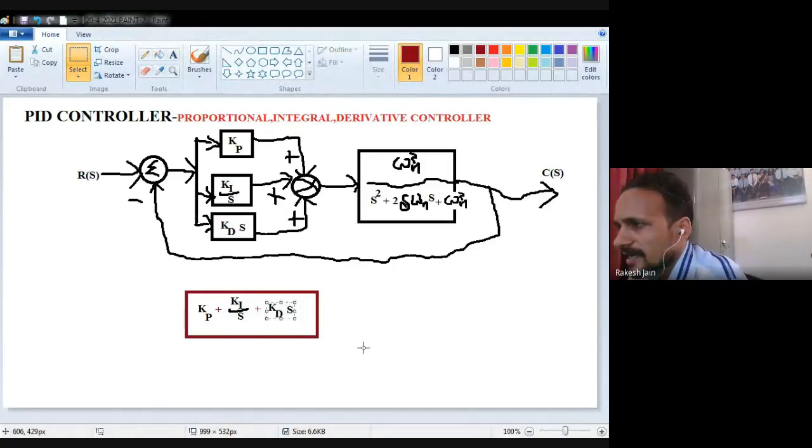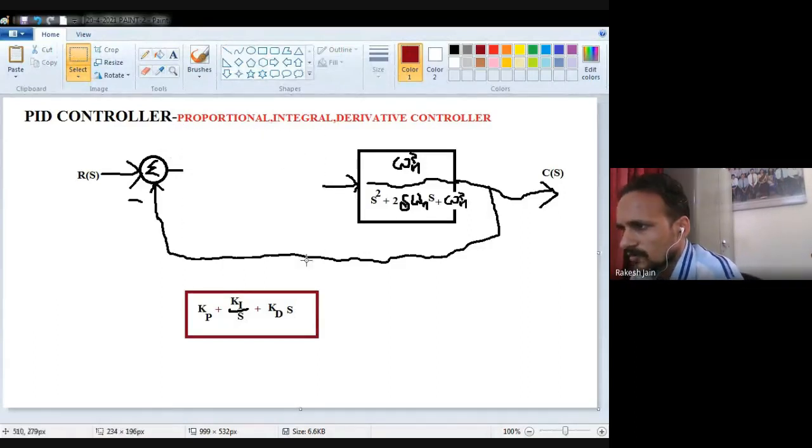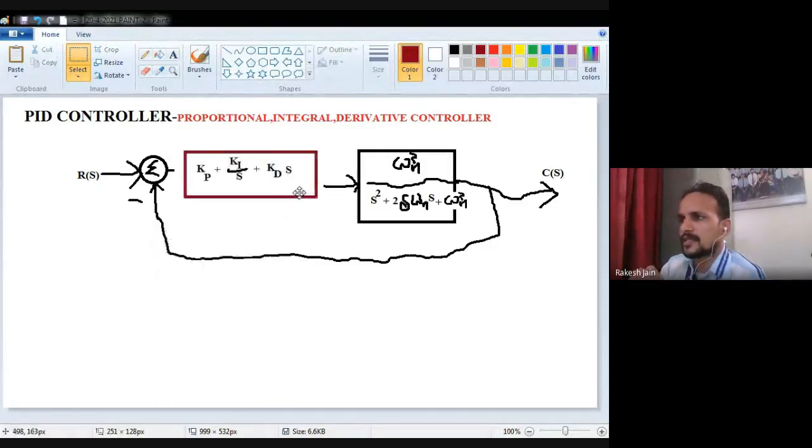Now these three blocks will be removed because they will be added, and instead of them only a single block will remain, whose value is equal to Kp plus Ki by s plus Kd s. Now, as we know from the basic block diagram reduction rules, whenever two blocks are in cascade, here the block Kp plus Ki by s plus Kd s, and the second one omega n square upon s square plus 2 delta omega n s plus omega n square, they will be multiplied by each other.